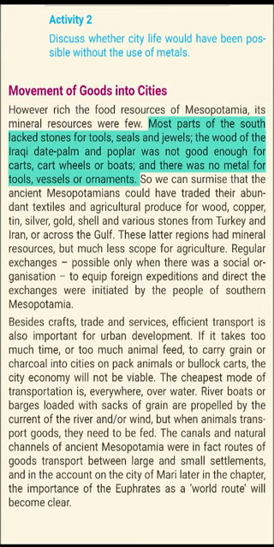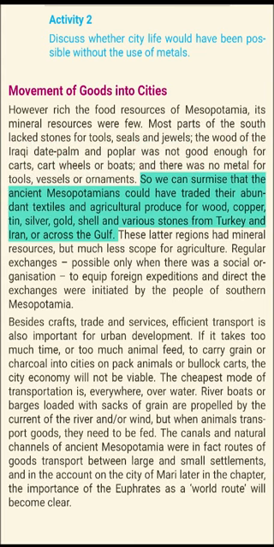Movement of goods into cities. Over rich in food resources, Mesopotamia's mineral resources were few. Most parts of the south lacked stones for tools, seals and jewels. The wood of the Iraqi date palm and poplar was not good enough for carts, cart wheels or boats, and there was no metal for tools, vessels or ornaments.